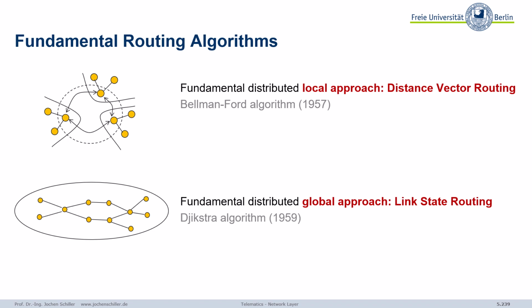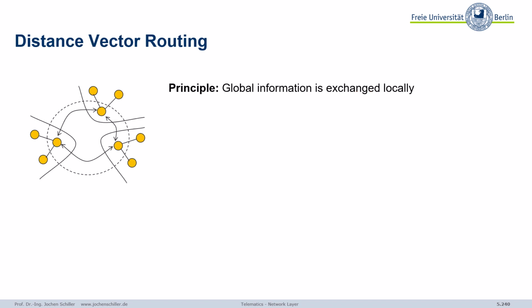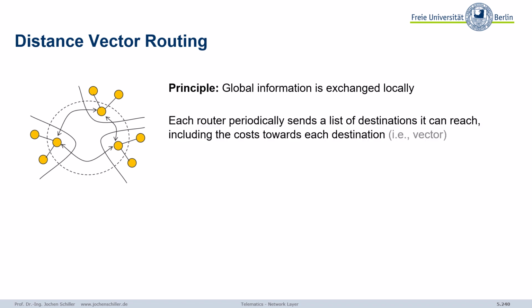Okay, so first of all, distance vector routing. What does it mean? Distance vector routing means we exchange global information locally. What does local exchange of information mean? The router periodically sends a list of destinations it can reach, including the cost towards each destination, to its neighbors. So they simply say, I think I can reach destination X via 3 hops. That's called the vector, this list of destinations and costs.